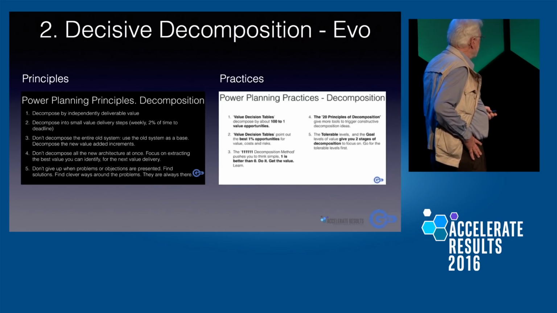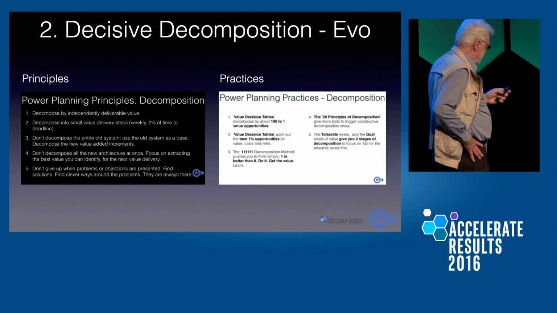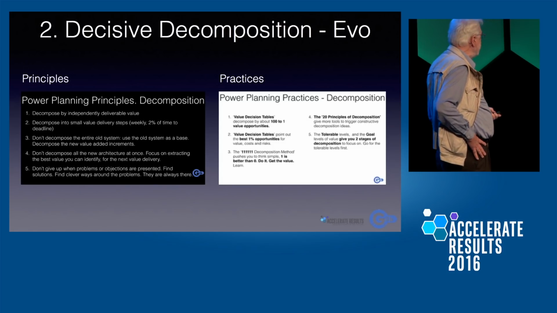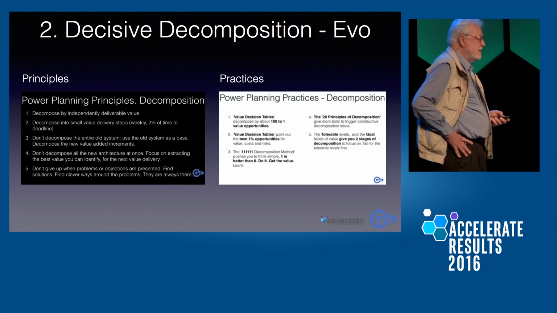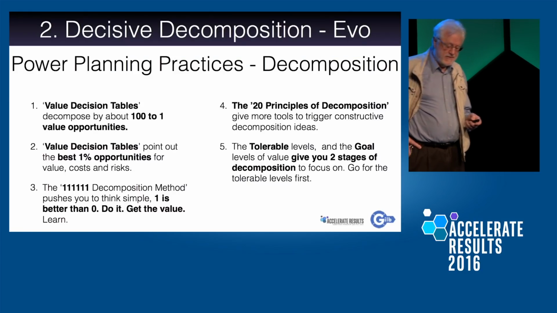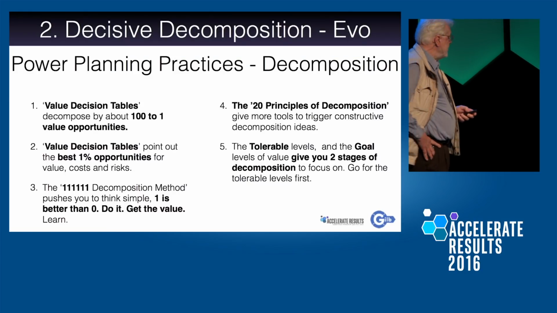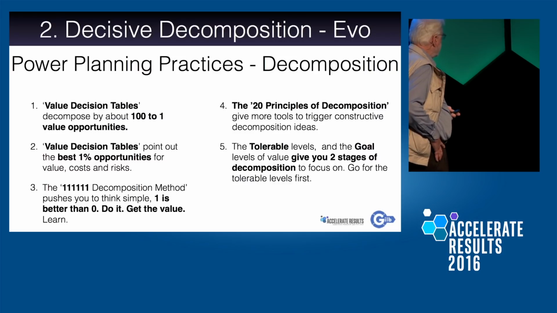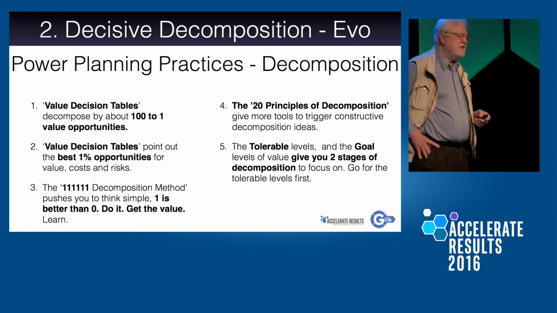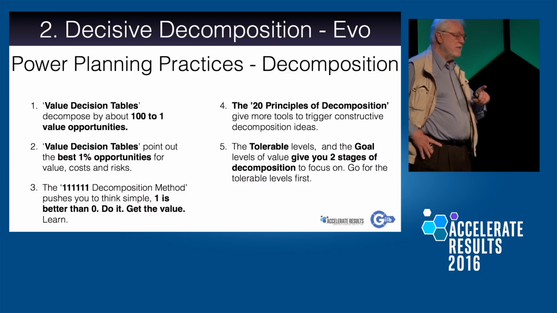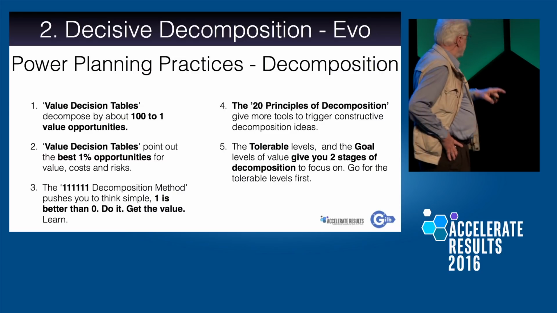Okay. So this is the decisive decomposition for evolutionary value delivery. Now, here are some of the practical tools which we will make available to you in detail, and we'll show you some of them. The first one is a thing called a value decision table, which has a lot of interesting things you can do, but one of them is that it helps you decompose.